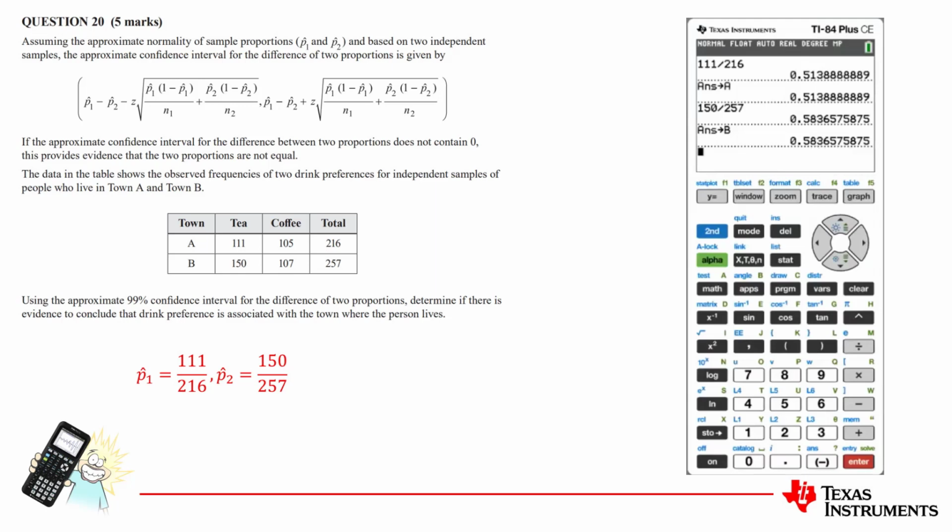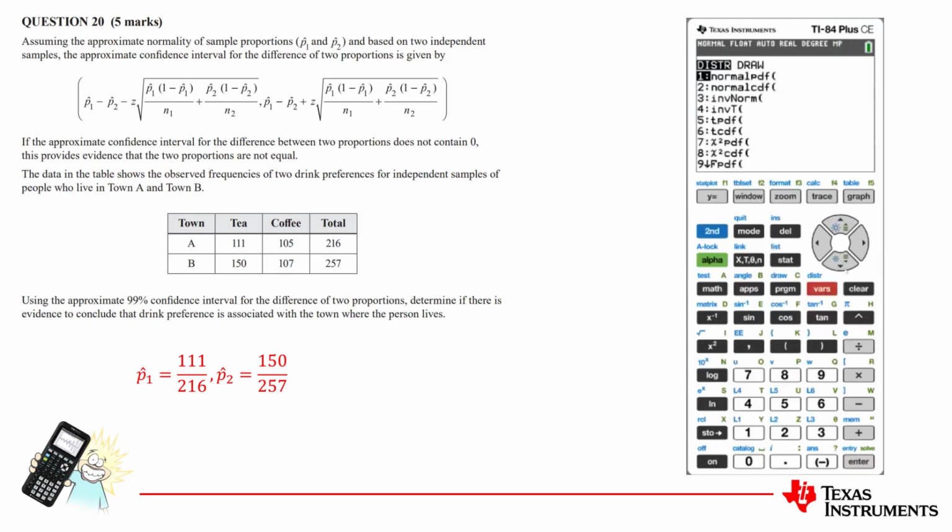So the next thing I'd need to do in this question, after finding the sample proportions, is I want to know what is the z-score for the 99% confidence interval. If I didn't know that off the top of my head, I would go second distribution down to inverse normal. My area is 0.99. That's my confidence interval. We're looking at z-score, so mean is 0, standard deviation is 1.